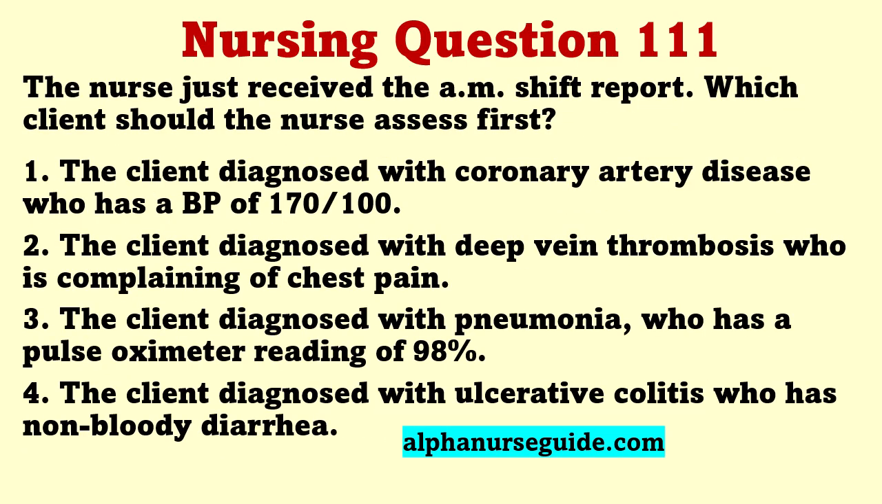The nurse just received the AM shift report. Which client should the nurse assess first? 1. The client diagnosed with coronary artery disease who has a BP of 170/100. 2. The client diagnosed with deep vein thrombosis who is complaining of chest pain. 3. The client diagnosed with pneumonia who has a pulse oximeter reading of 98%. 4. The client diagnosed with ulcerative colitis who has non-bloody diarrhea.